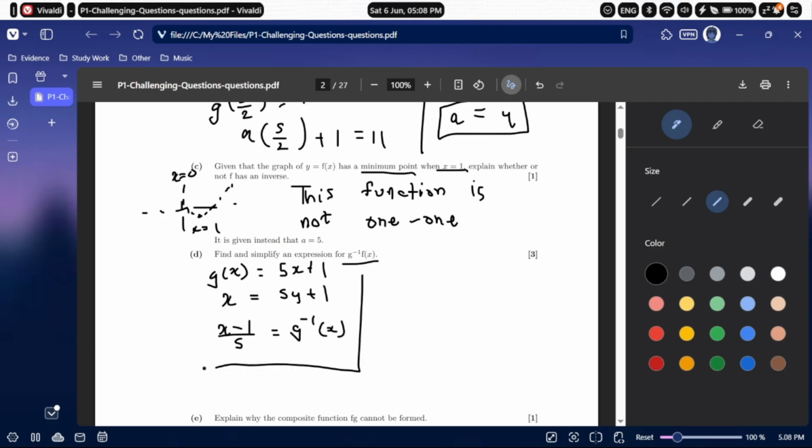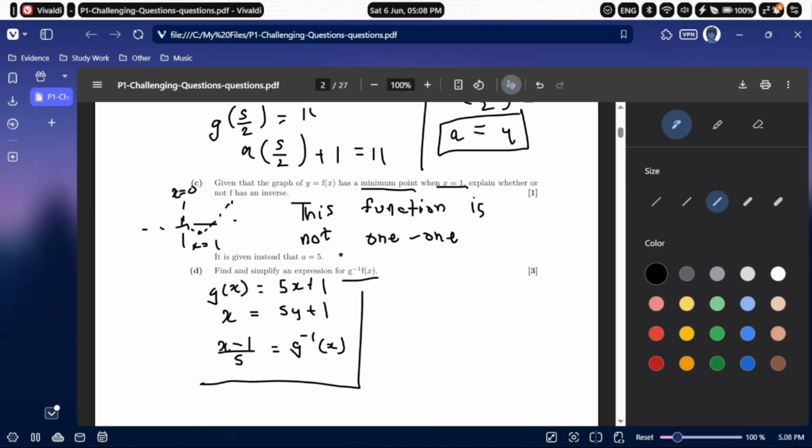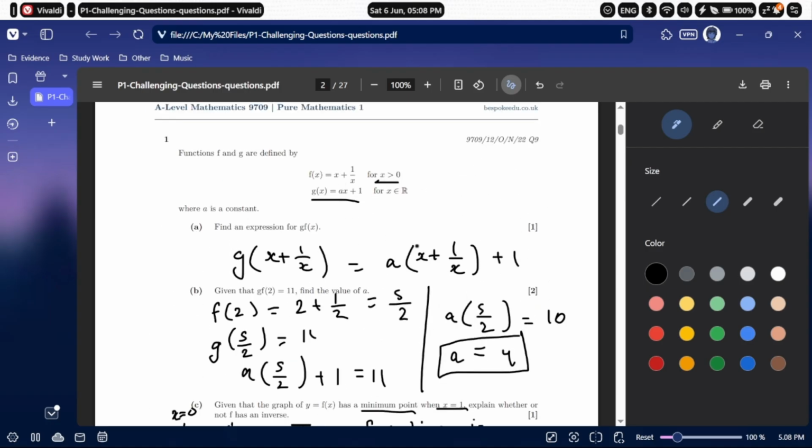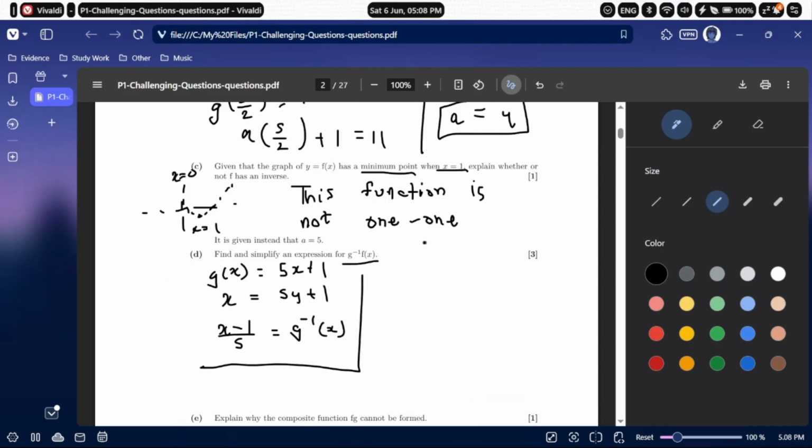Now you input f of x into this. Now f of x is just x plus 1 over x. So you just do x plus 1 over x, and that is plus 1 over x minus 1, the whole divided by 5. It's better if you simplify this, okay? Because they have stated to simplify an expression for it.